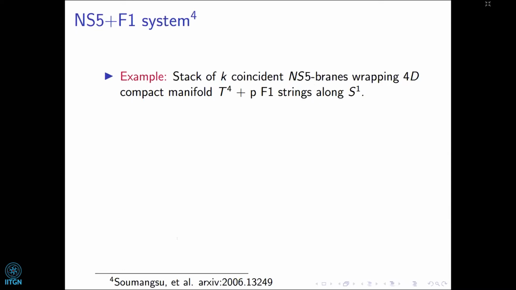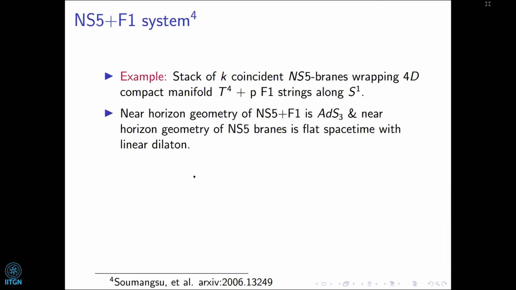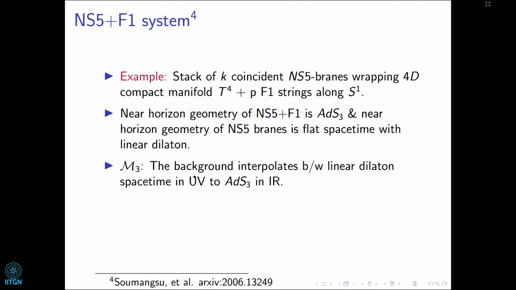One realization of this is the NS5 plus F1 system. In this example, we have a stack of N coincident NS5 branes wrapping a 4-dimensional compact manifold, T4. Along with that, we have P F1 fundamental strings wrapped around S1. The near horizon geometry of this NS5 plus F1 is AdS3, and the near horizon geometry of NS5 branes is that of flat spacetime with a linear dilaton. This M3 background interpolates between the linear dilaton spacetime in the UV and the AdS3 spacetime in the IR.